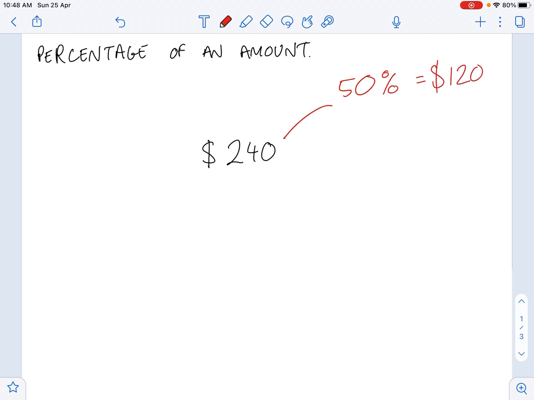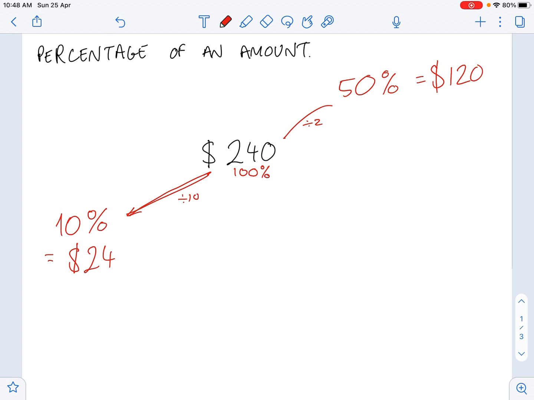Probably the next most useful thing is to go for 10%. Now, 10%, if you think about, we start with 100%, like this $240 is 100%. To go from 100% to 10%, I'm going to divide by 10. To go to 50%, I divide it by 2. Here I'm going to divide by 10. And so 240 divided by 10 becomes $24.